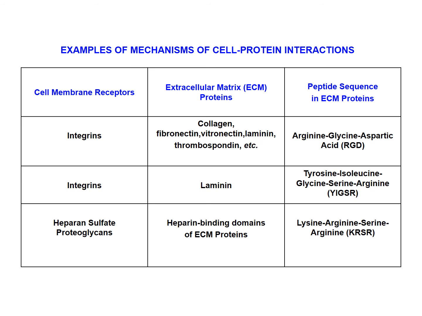An example here is heparan sulfate proteoglycans. These particular receptors on the cell membranes recognize other domains in the extracellular matrix proteins. We call those domains heparin binding domains. One particular sequence, which is the amino acid sequence which becomes the adhesive domain or epitope on various extracellular matrix proteins, is the sequence lysine, arginine, serine, arginine. With the one-letter designation, this sequence is KRSR.